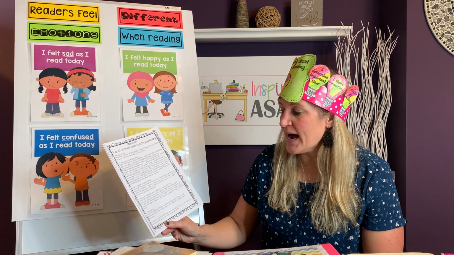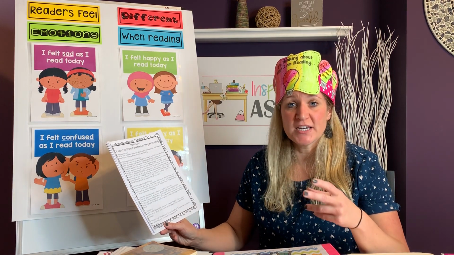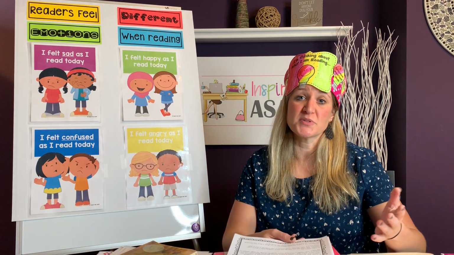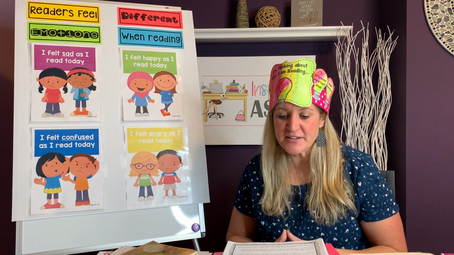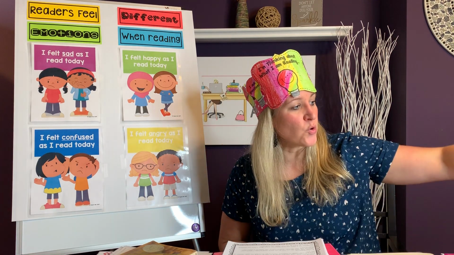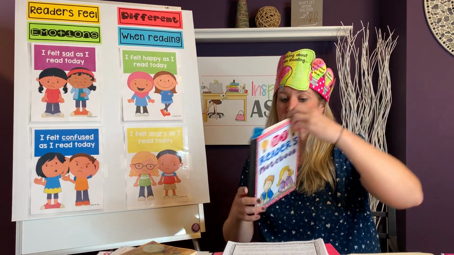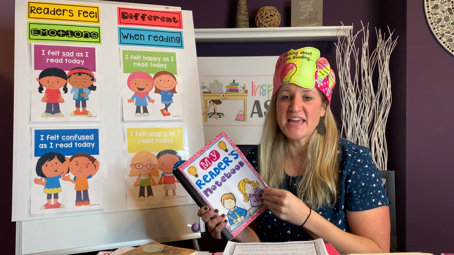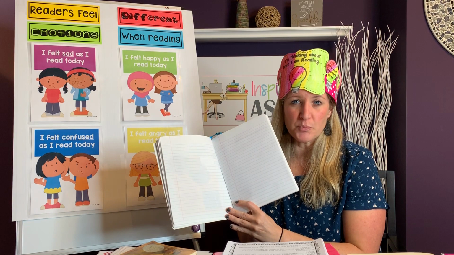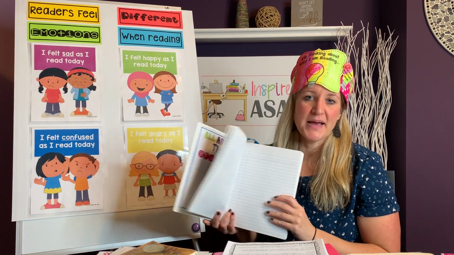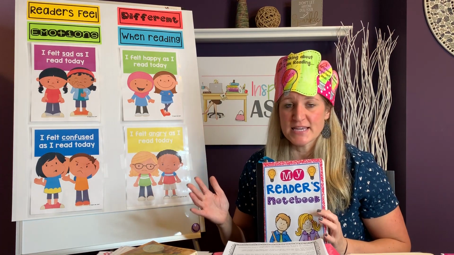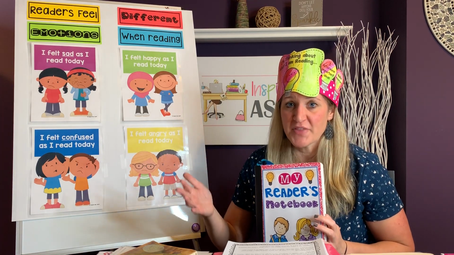As they move on to their differentiated work time, where they go to their independent reading and I pull groups for guided reading, I then invite the students to write down on a sticky note or in their reader's notebook one emotion that they had as they were reading today. So in their reader's notebook, as they are reading independently, they would write down one emotion that they had as they were reading books from their book nook that day.